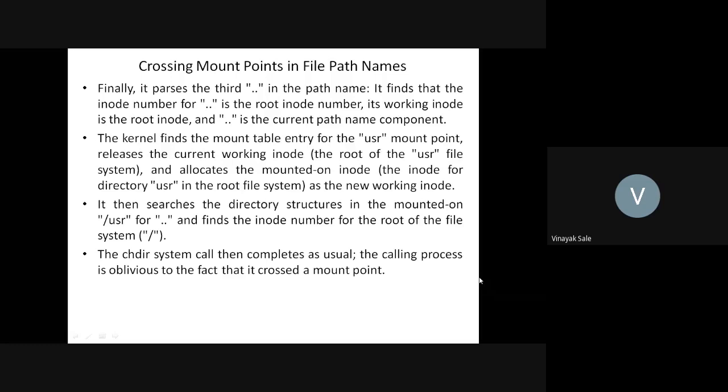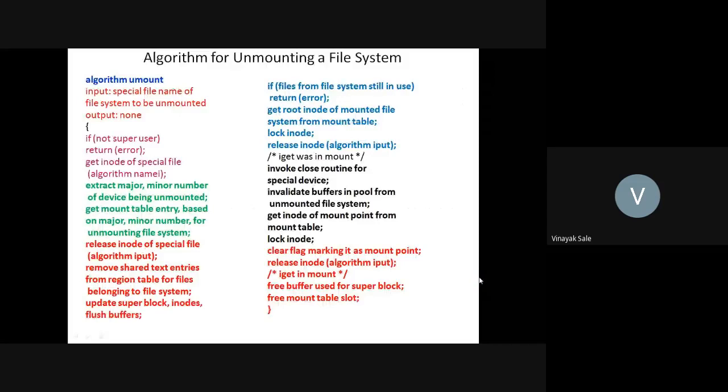Then the change directory system call completes as usual. The calling process is oblivious to the fact that it crossed a mount point.